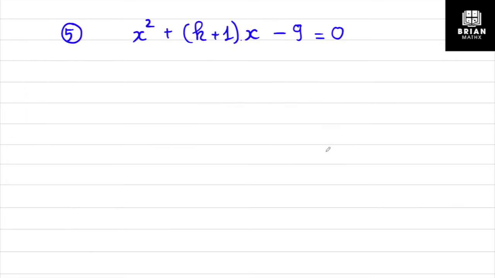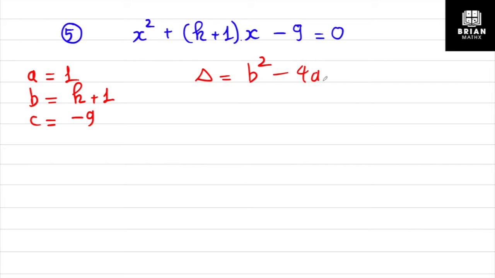Okay, question 5. Oh no, this is not easy. The value of A, you got 1. The value of B is not K, it's not plus 1, it is K plus 1. And how about C? You got C is negative 9. Okay, discriminant equals B squared minus 4AC.